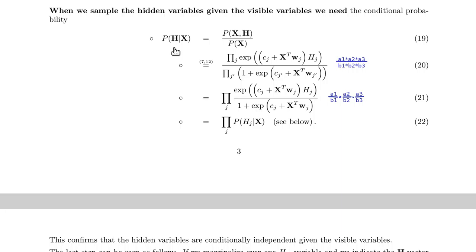That means that the hidden units are conditionally independent given the visible units. You may remember from Bayesian theory that if P of h1, h2 equals P of h1 times P of h2, then the two variables are statistically independent. Normally in a restricted Boltzmann machine, they are not statistically independent, but if x is given, then they are, and the probability of h can be written as the product of the probabilities of h_j. Okay, so how can we see that this holds?